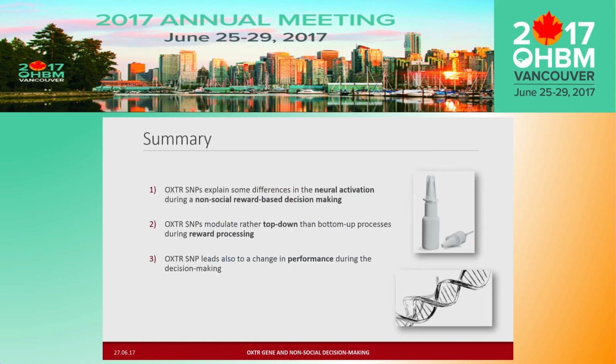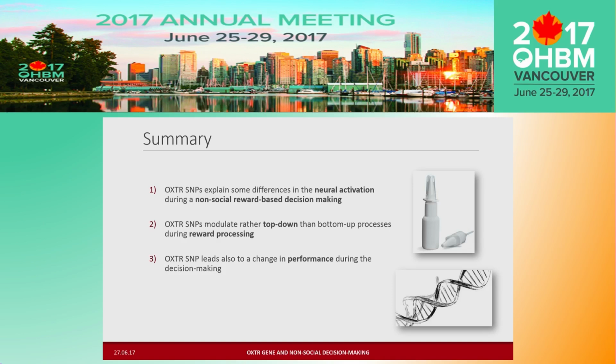So first, this is a non-social reward-based decision-making task. Non-social stimuli were shown, and I could show modulation by the oxytocin receptor gene variations in the performance for one SNP, and for both SNPs in the fMRI data. And second, my results indicate for this specific task that mainly the top-down control was more ineffective in suppressing the bottom-up related activation than the bottom-up related activation itself.